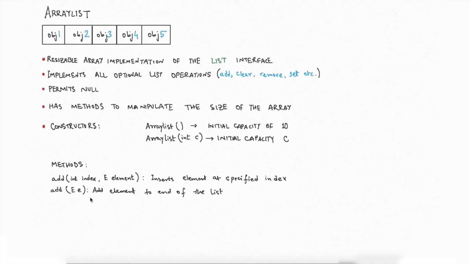We could also have another variation of the add method. And here, the add method only has one input parameter. And what would happen here is that it would add this element to the end of the list.